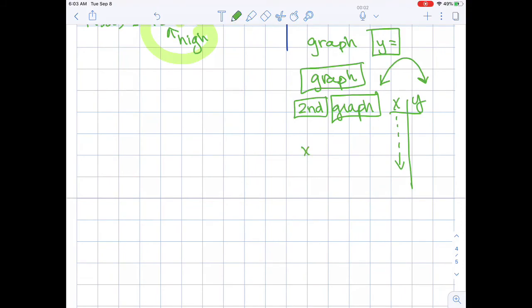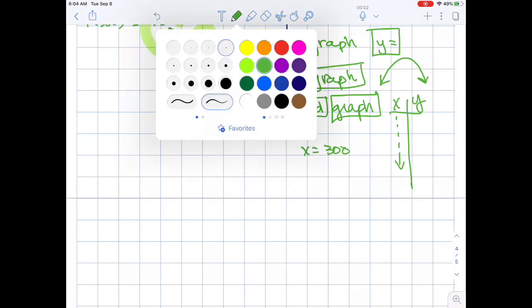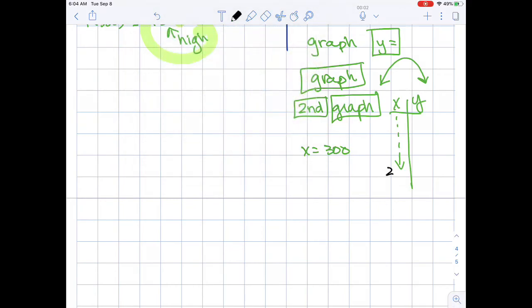So then when x is 300, basically you would see 300 where y is 15. And again, that tells you when x is 300 feet away from the base, the home plate, that the y is 15 feet in the air. So yes, the ball will clear the fence.